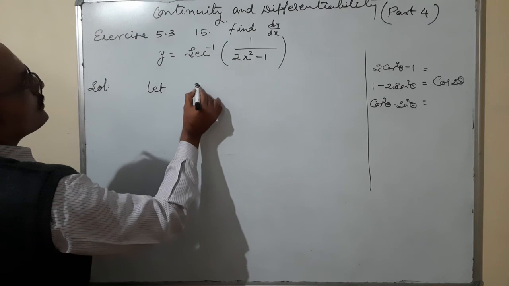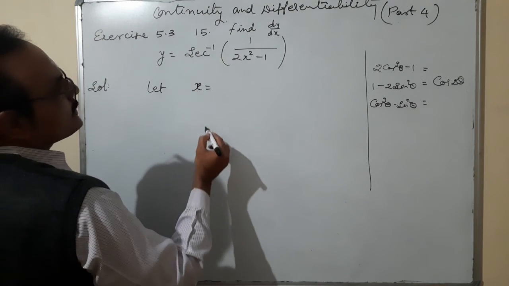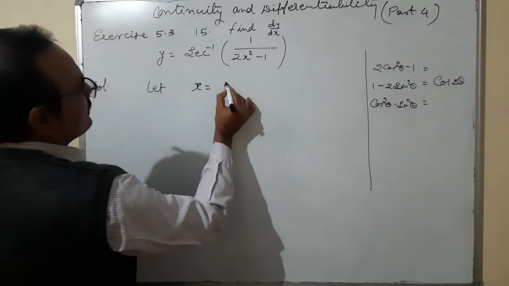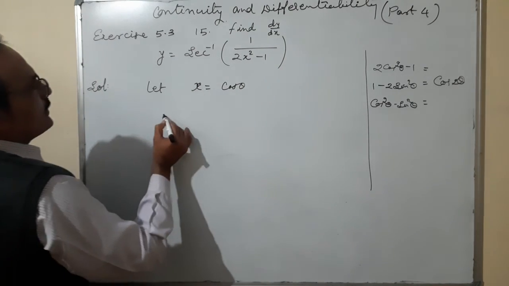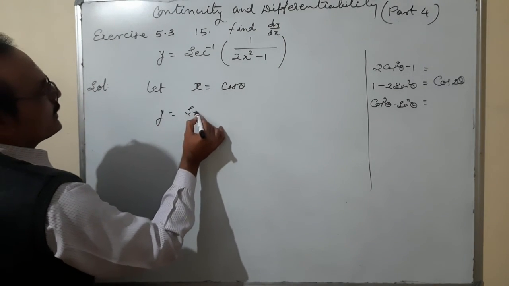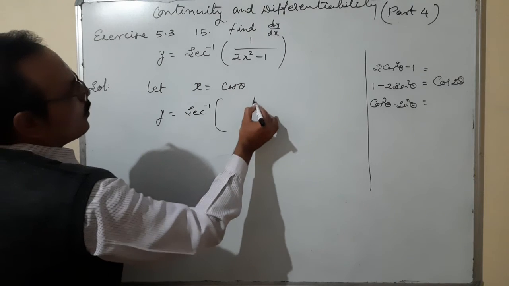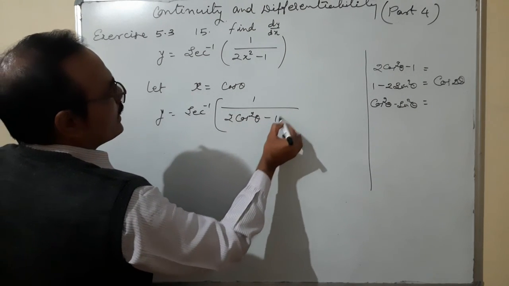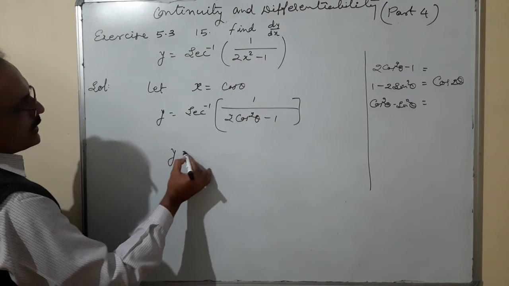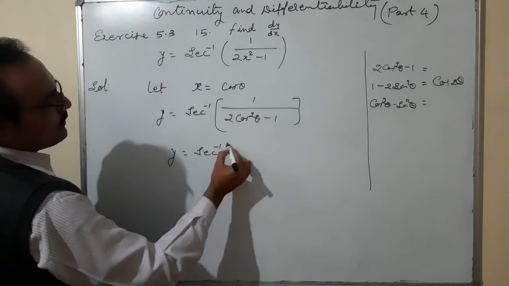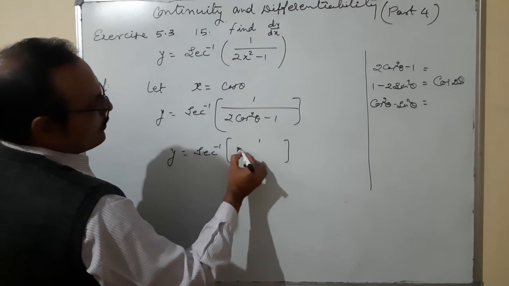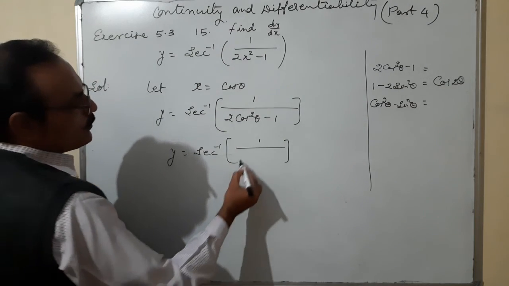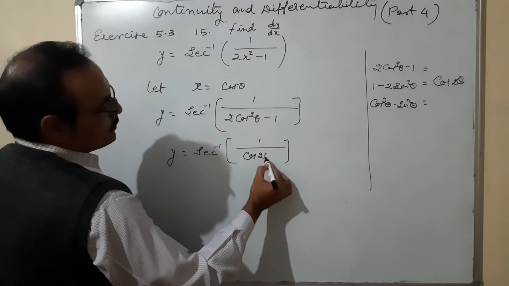Let x is equal to cos theta. Then what happens? y is equal to sec inverse 1 upon 2 cos square theta minus 1. That means y is equal to sec inverse 1 upon 2 cos square theta minus 1. What does it mean? It is cos 2 theta.